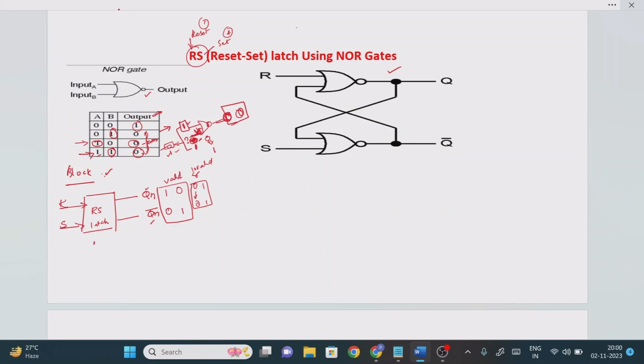So the logic we have to remember is simple. If any one of the inputs is equal to 1, without knowing the second terminal, the second input, we can decide the output as 0. If you remember this logic, then the remaining process will be easy.